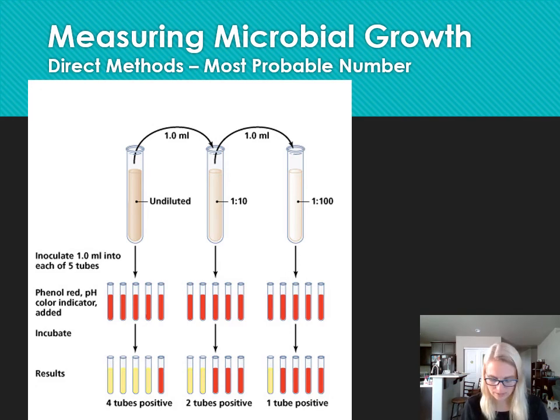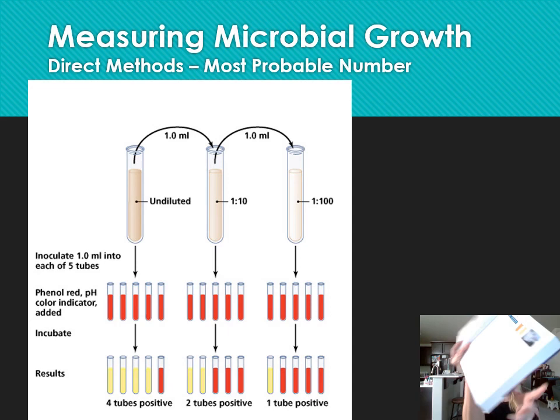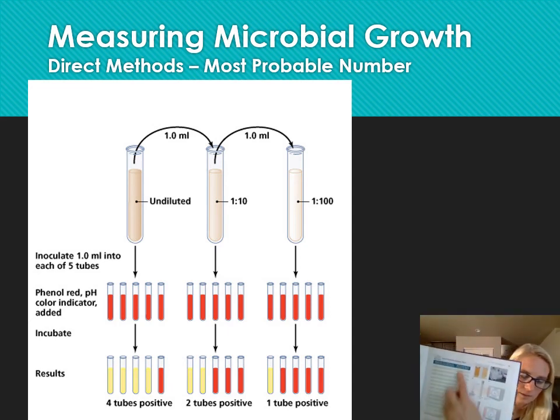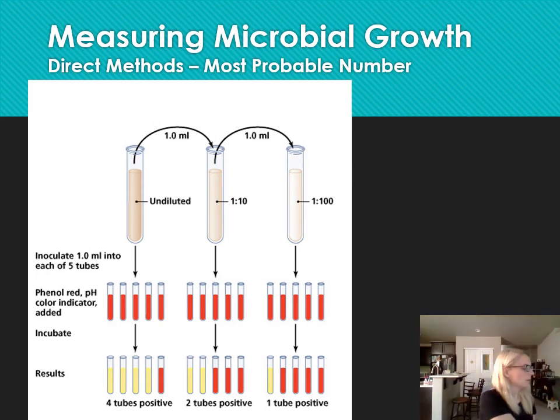So this is how you measure and get your estimation of the number of cells based on that pattern of 4, 2, 1. If you got 4, 0, 0, that'd probably be about 13. And if you get 5, 4, 4, that's about 350. I'm just reading those numbers straight off of this table in your book. So that's your most probable number.